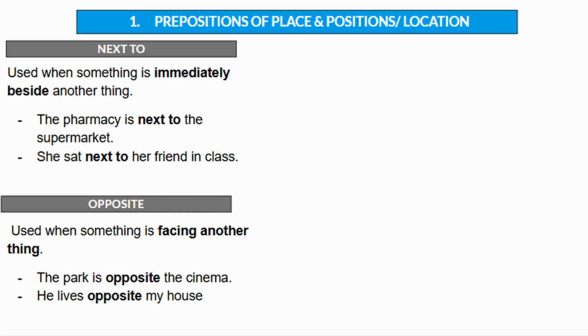Like for those who stay in Uganda, let's look at the Western region, Barara. We have the central market. If I ask you which building is opposite central market, for example, you can say Chirimi supermarket is opposite central market. Those are the prepositions of place.